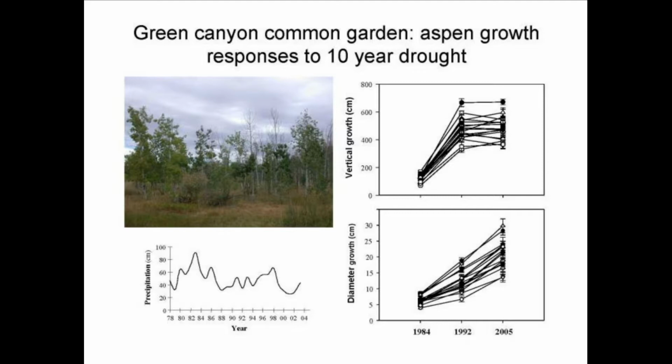What's interesting is there is some clonal variation. A lot of them flatten out, but there are a few clones that are able to maintain not a consistent growth rate, but some positive growth. And so we're interested in the physiological traits that allow that continuation of vertical growth in those clones.